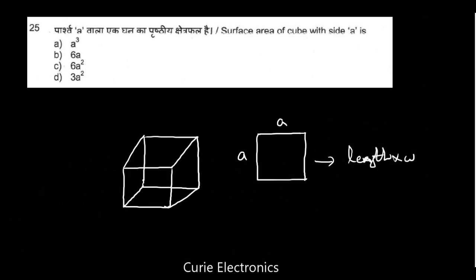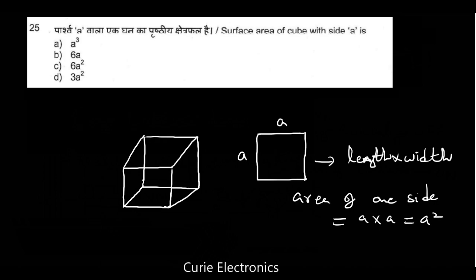Length into width. So here the area of one side equals A multiplied by A, which comes to A square. So how many sides do we have? Like that we have a total of 6 sides. So the answer is 6A square, because we have 6 sides for a cube, and the area of one side is A square.